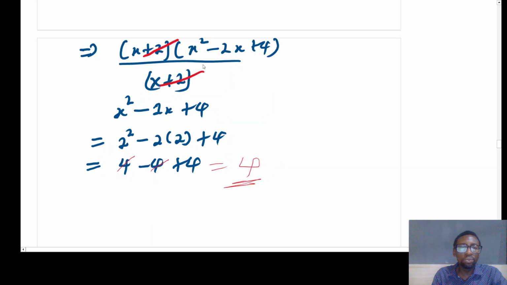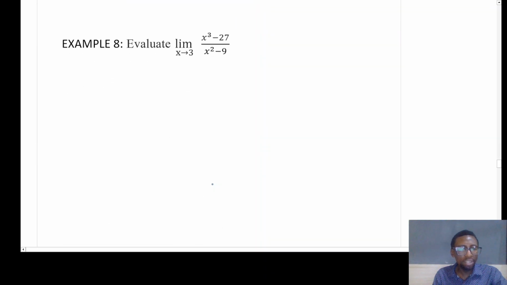Let's go to example 8. Example 8 is on difference of two cubes. I put these two examples together so that you get used to it. Example 7 was on sum of two cubes, because you can never tell which one WAEC will give you. So let's record the formula again.